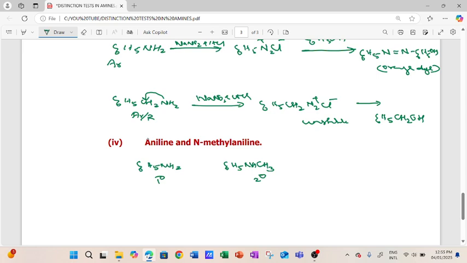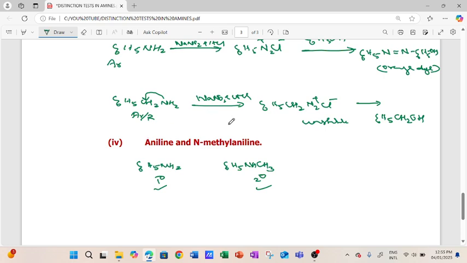The first one is a primary amine. Both are aromatic, and if both are aromatic, we cannot do the azo dye test. But one is primary and the other is secondary. So in this case, we can go for the carbylamine test. The carbylamine test is applicable whether it is aromatic or aliphatic. Whatever it is is fine, but the condition is that it should be primary.